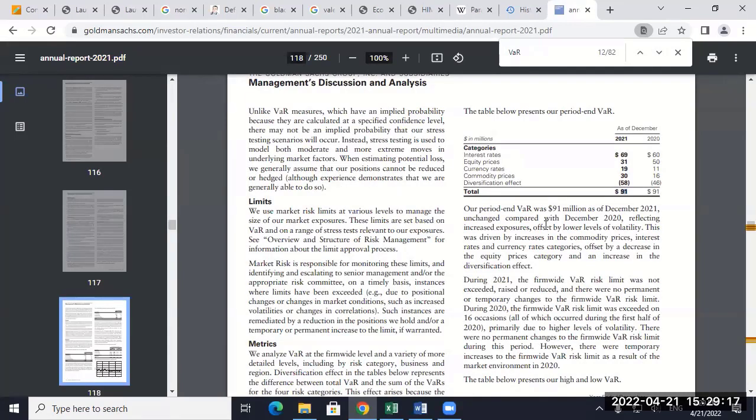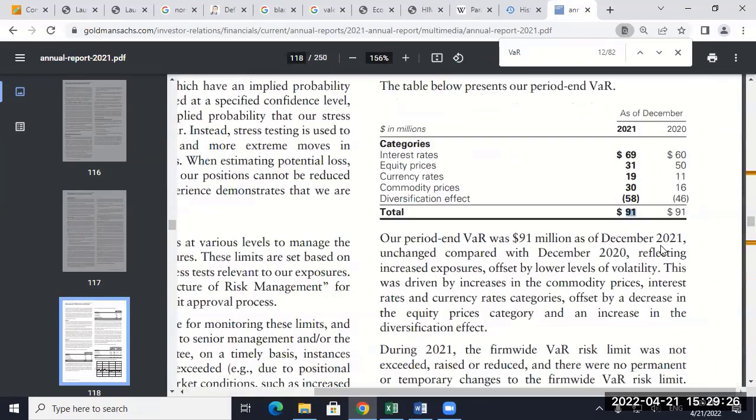What are they saying? 5% of the days in a year, we expect to lose $91 million or more. That's what it means. Makes sense? So 5% of the time, they would expect to lose $91 million or more. That means 95% of the time, they expect to lose no more than $91 million. Now see how that works? That "or more" is really important.